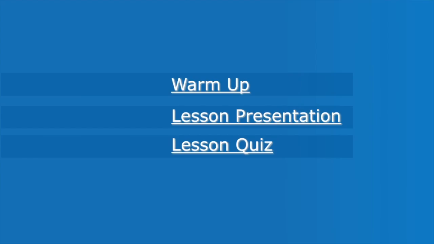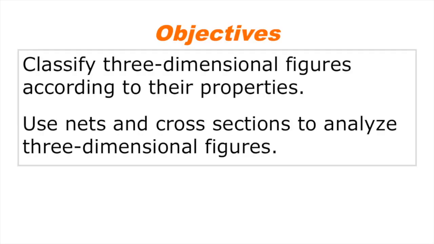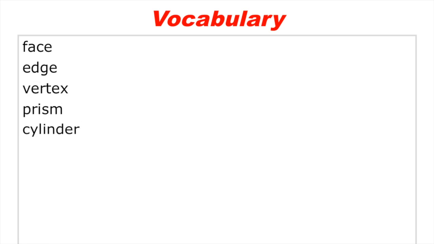Today we're going to look at solid geometry. A solid is just another word for a three-dimensional object. Here's a look at the objectives that we'll cover, and here is a list of the vocabulary.